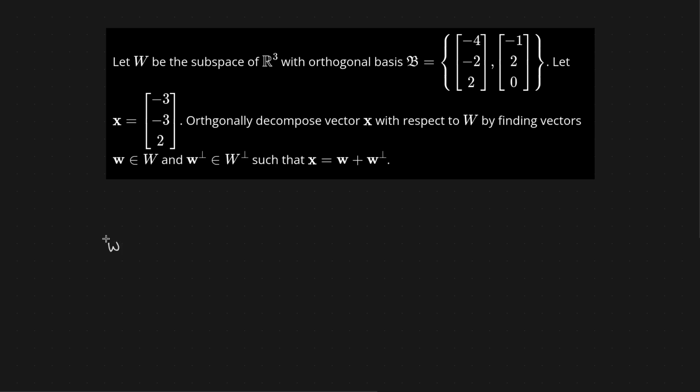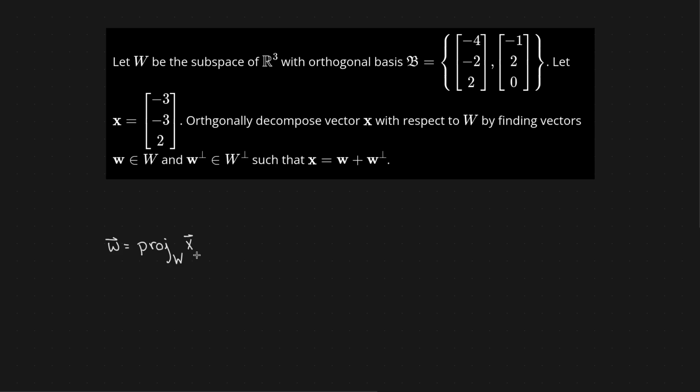The vector w that's going to work here is going to be the projection of vector x onto subspace W. If we can find that, and if we can find this vector, w perp is real easy, because w perp is just going to be vector x, which we know, minus vector w, which we can find. So we're going to start by finding vector w.